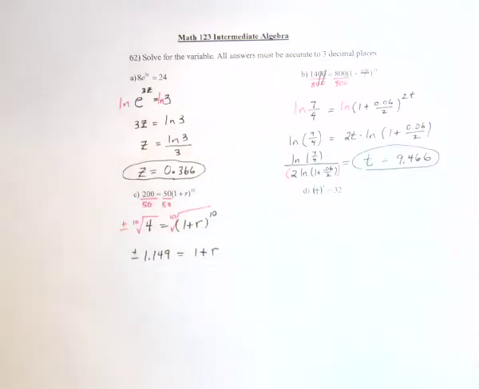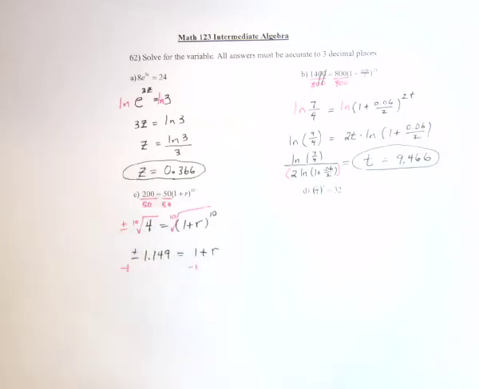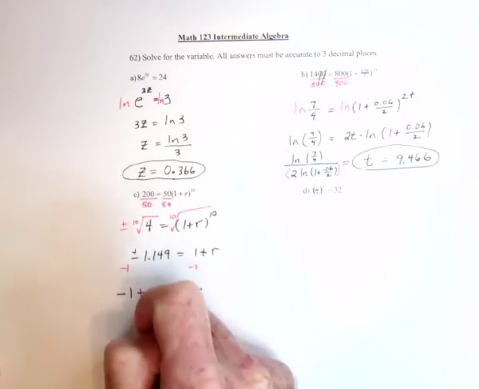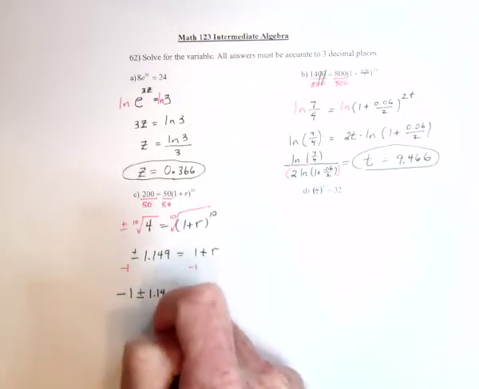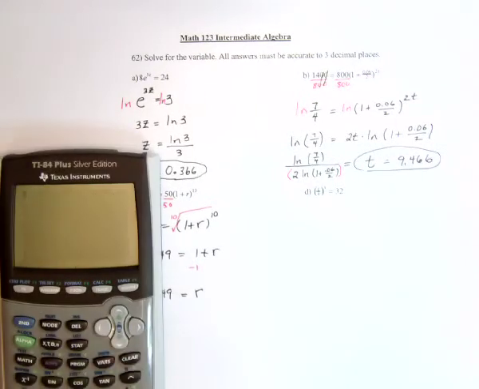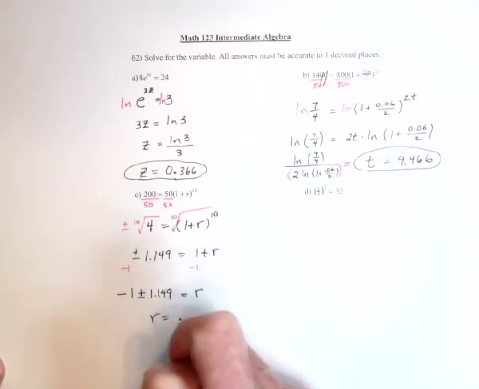Now we just need to subtract 1 from both sides. So r is going to equal -1 plus or minus 1.149. So how much is that? -1 plus 1.149, and the same thing with subtraction. So a positive 0.149 or negative 2.149.